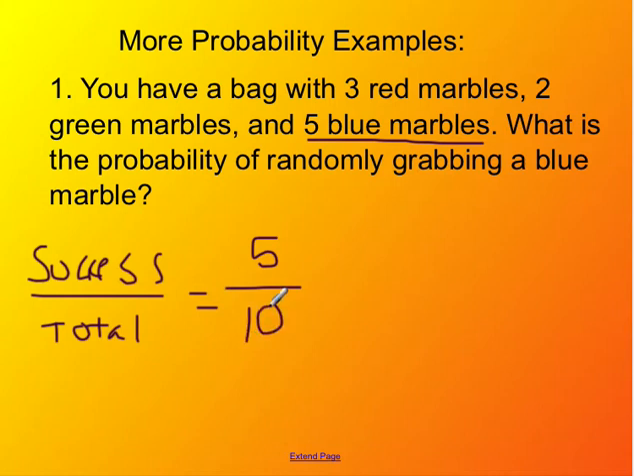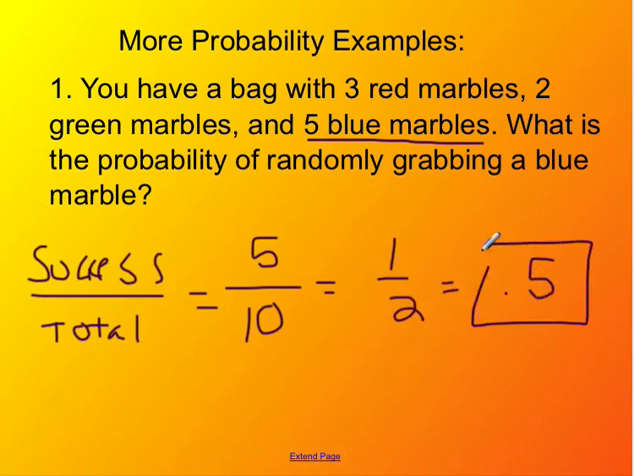So our fraction is 5 divided by 10. If we wanted to, we could reduce that to 1/2. When we divide out to get our decimal, we end up getting 0.5. So there's a 50% chance that we draw out a blue marble from that bag.